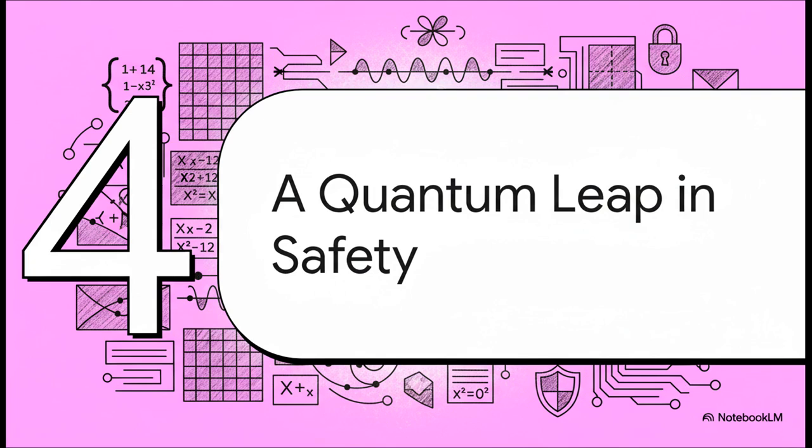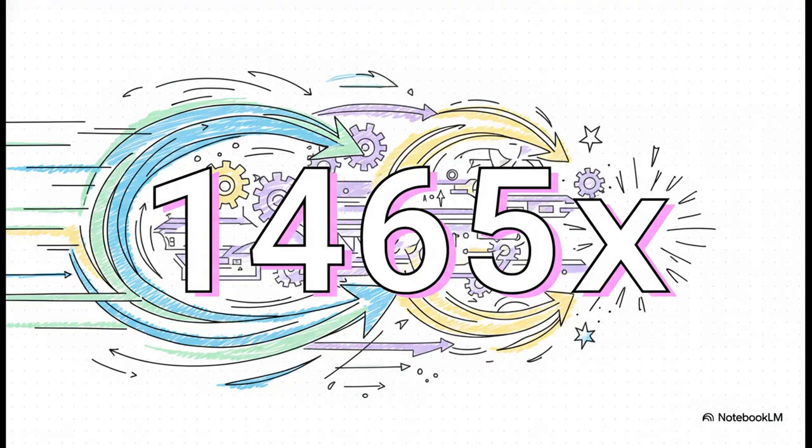But this is where the new math comes in. By completely rethinking the problem, using these advanced concepts like matrix functions, researchers have found a much, much better way. This really is a quantum leap in how we guarantee our systems are safe. Let's just start with speed. For a complex system, how much faster is this new method?